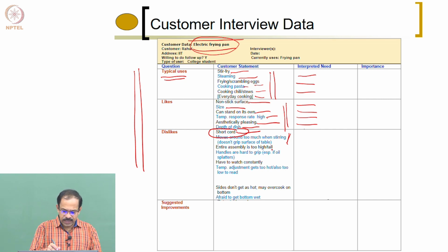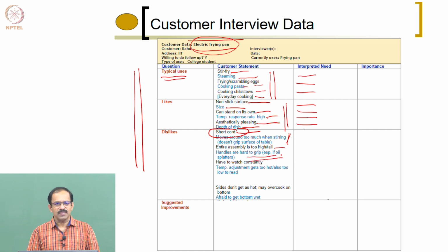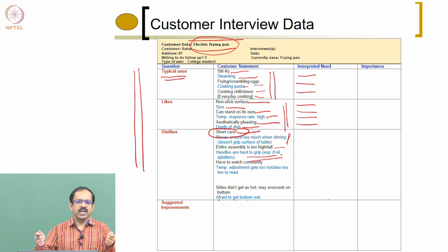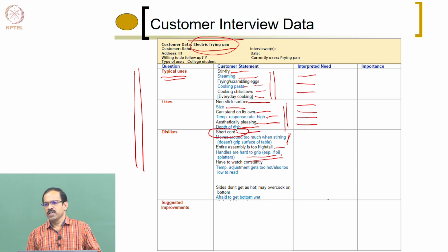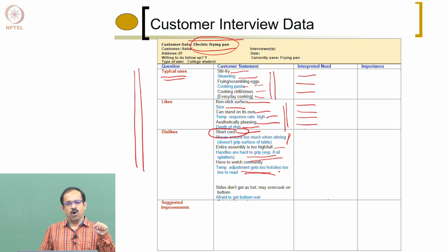And the entire assembly is too high or tall. Looks like the height is slightly more, so it's not that good for him. And handles are hard to grip. The handles are provided, but it's not very convenient for the user, very hard to grip. So that is something he does not like in the product. And then temperature adjustment gets too hot, also too low to read. That is the temperature adjustment knob. Sometimes it becomes hot, so it's very difficult to adjust the temperature, or sometimes it's very difficult to read the markings on the knob. So these are the things which he does not like.